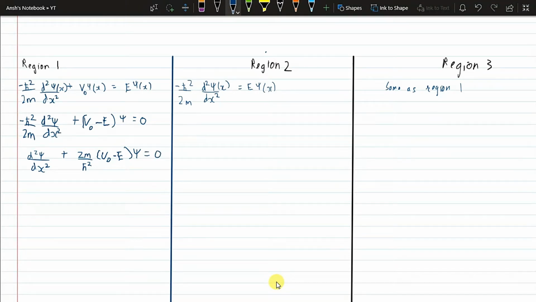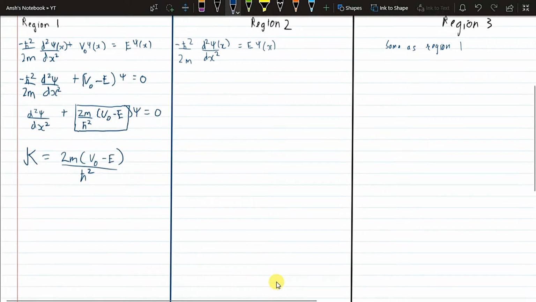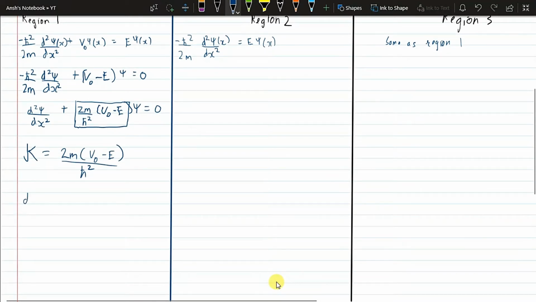Similar to what we did in the infinite potential well, we'll make a substitution for the coefficient preceding psi right here, and we'll call this kappa. So kappa is equal to the square root of 2m times V naught minus E upon h bar squared. And then with this substitution, the equation becomes pretty clear, and we have d squared psi over dx squared minus kappa squared psi equals 0.